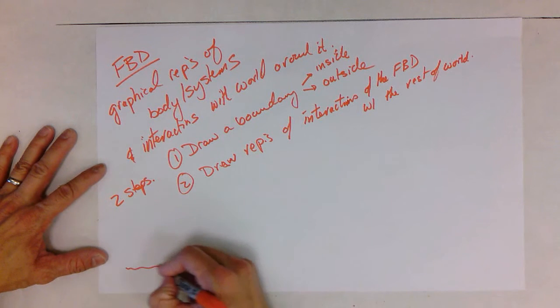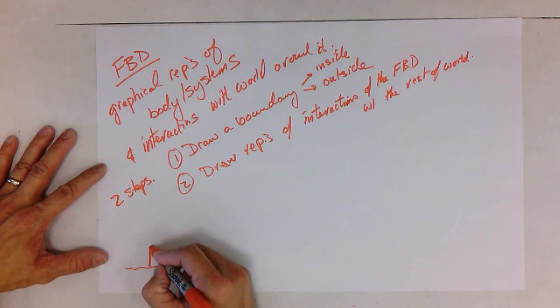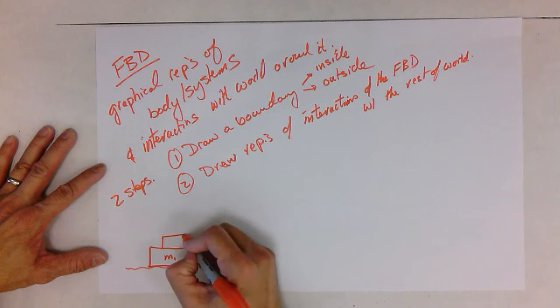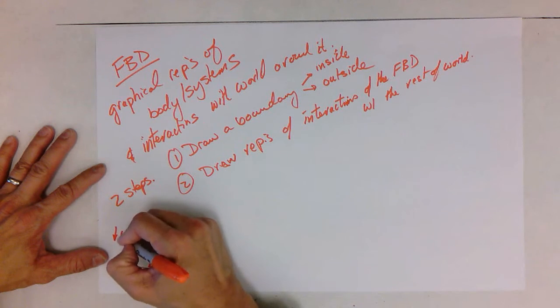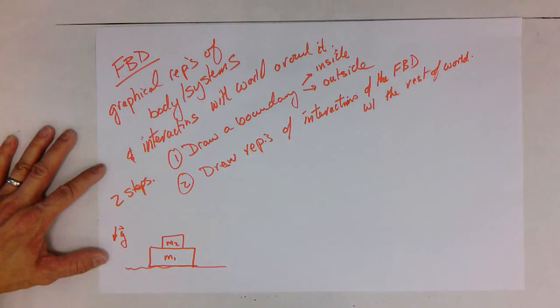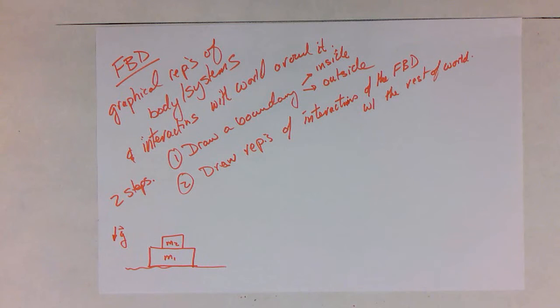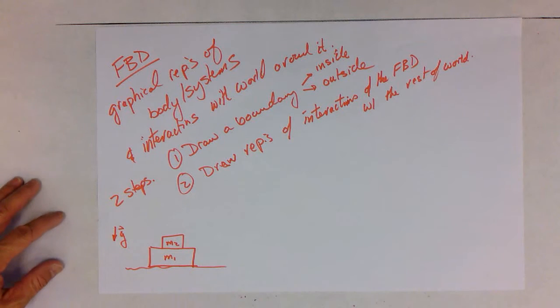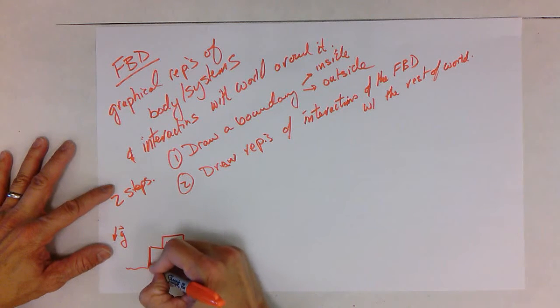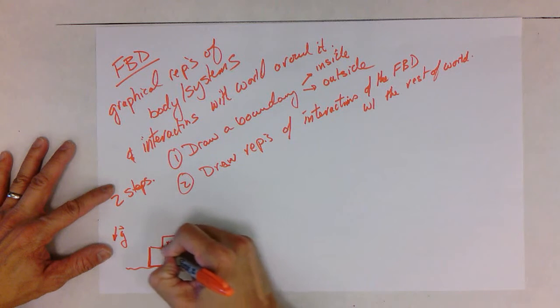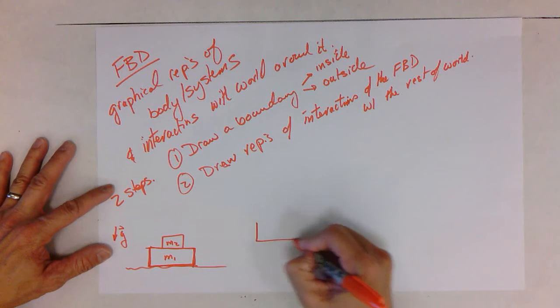Okay, so let's take a simple example of a box sitting on a box. So here's our simple pictorial representation, 2D projection. I'll call one box M1, we'll call one box M2. Let's say this thing is sitting in the field of gravity. So the first thing to do if I'm going to draw a free body diagram is choose where I want to draw the boundaries. For this example, I'm going to choose the first box only. Okay, so that could be one choice.